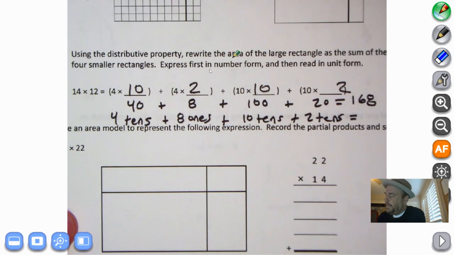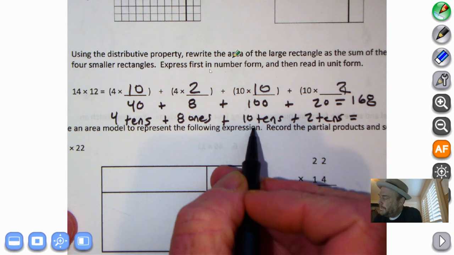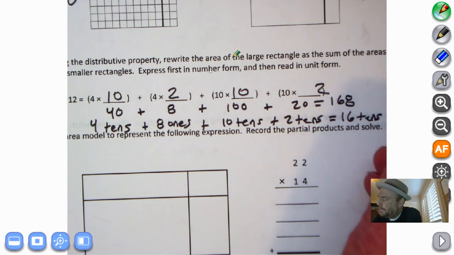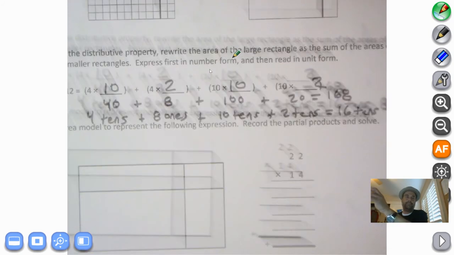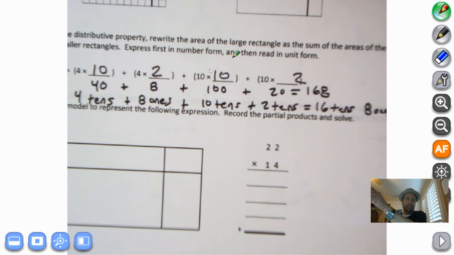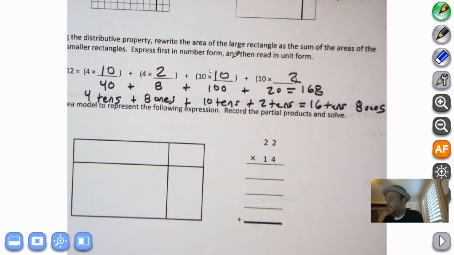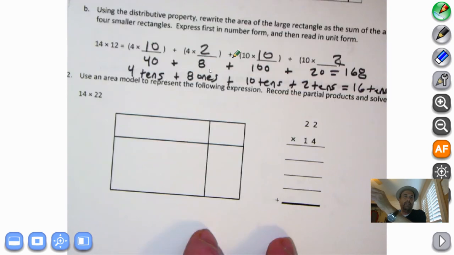All right, so what would that equal? Well, 4 tens plus 10 tens plus 2 tens would be 16 tens, right? We'd have the 16 tens and the 8 ones. Hope that starts making sense. 16 tens and 8 ones would be 168. Let's continue on, ladies and gentlemen, boys and girls, damas y caballeros.